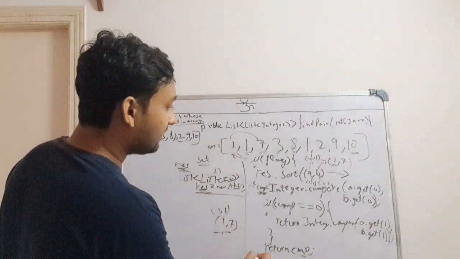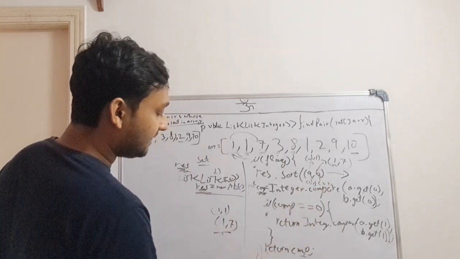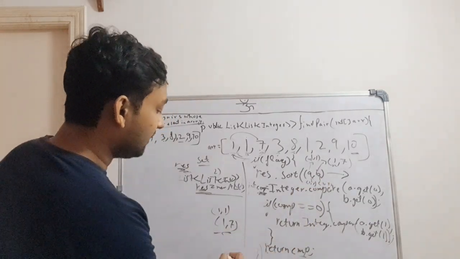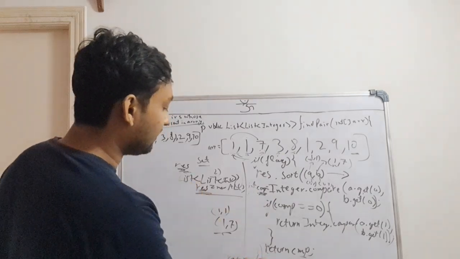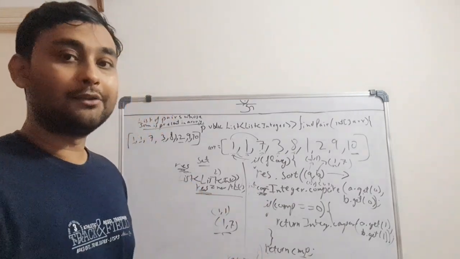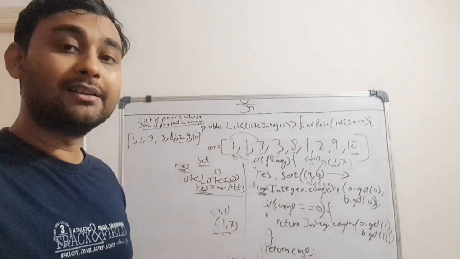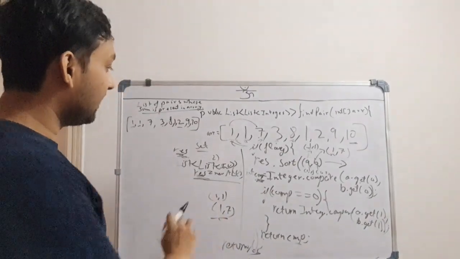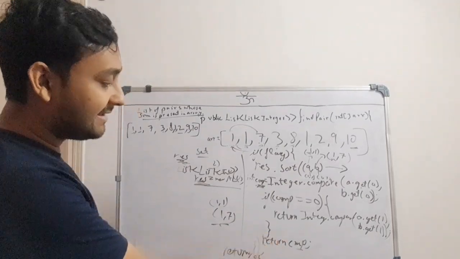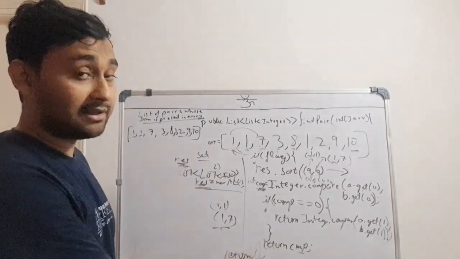So here it's finished. At last, we will return my result, which was the list of list. After returning comp, I will return the result.